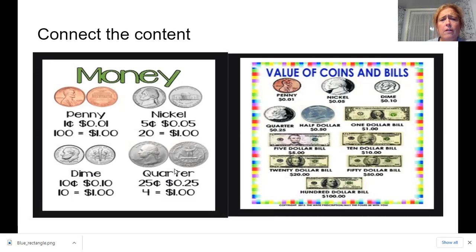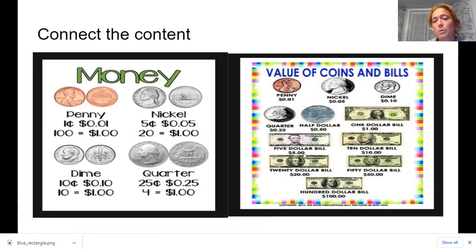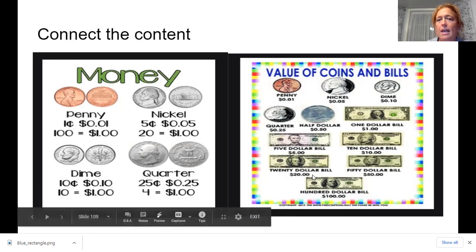Finally, a quarter, of course, is worth 25 cents. This is how you write 25, and you'll notice that both of these places have a number in them. 4 of these quarters equals $1. Now, we also have a dollar bill, which is worth $1, a $5 bill, which is worth $5, a $10 bill, which is worth $10, and a $20 bill, which is worth $20. There are also $50 bills and $100 bills.